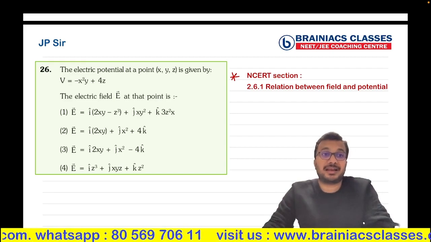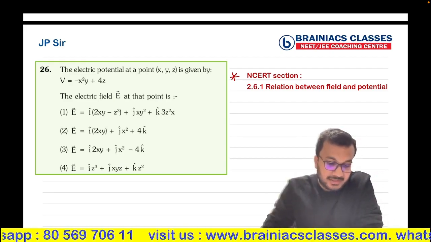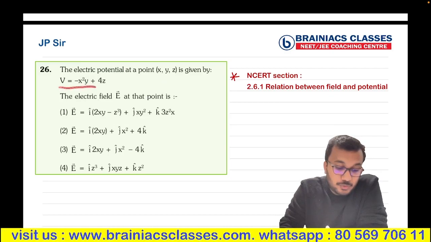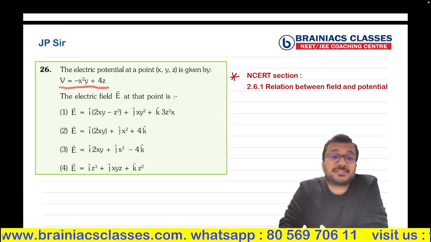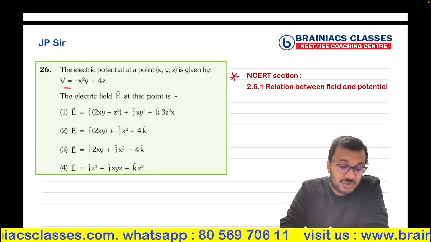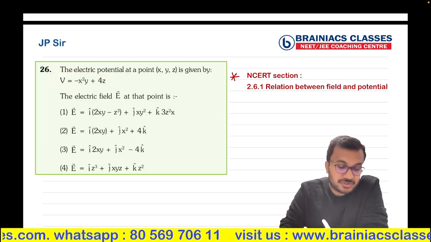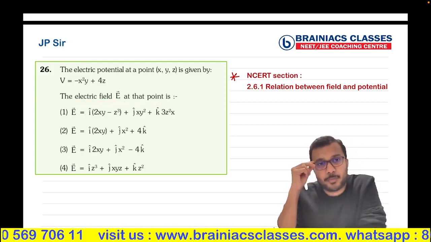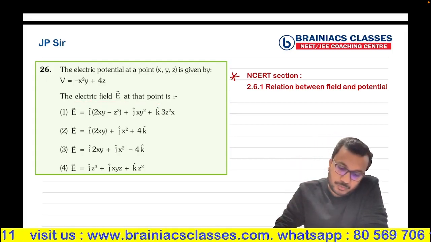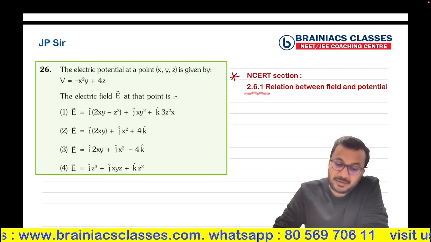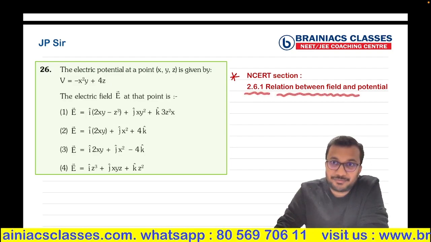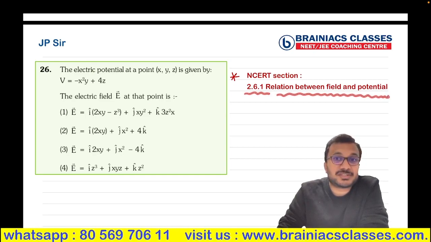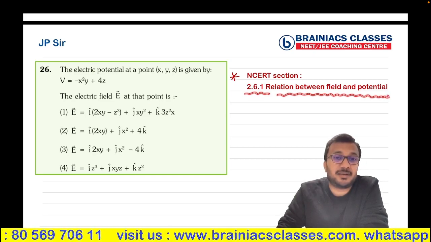Electrical potential at a point x, y, z is given by V equals minus x square y plus 4z. Potential is given to you here. The question is asking what is the electric field at the point. This is a very common question. This question is taken from the section relation between electric field and potential.